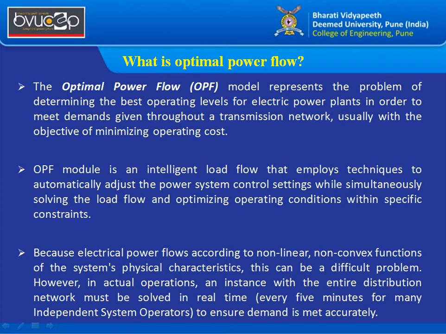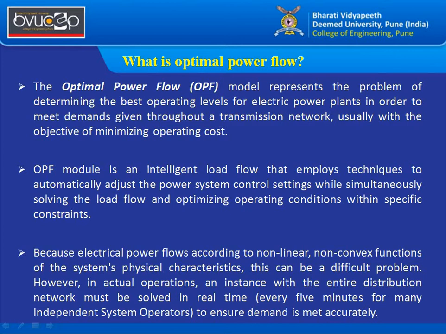Now the normal load flow is the load flow, but we can call this OPF an intelligent load flow because it employs techniques to adjust the control settings through the governor action for the generator, to adjust the generation accordingly to the satisfaction of the demand. Here we are going to impose certain constraints on the operating conditions. Those constraints can be either equality or inequality constraints that we will be seeing in the subsequent slides.